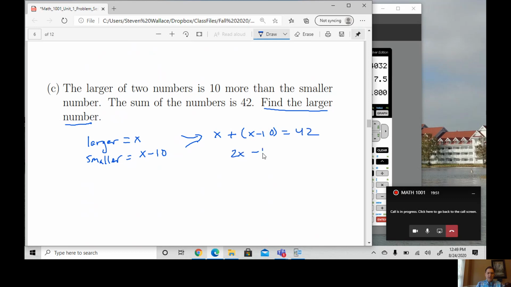And combine like terms. Bring the 10 to the other side. And then divide by 2. x is 26, the larger number. So the smaller number would be 16. Okay.